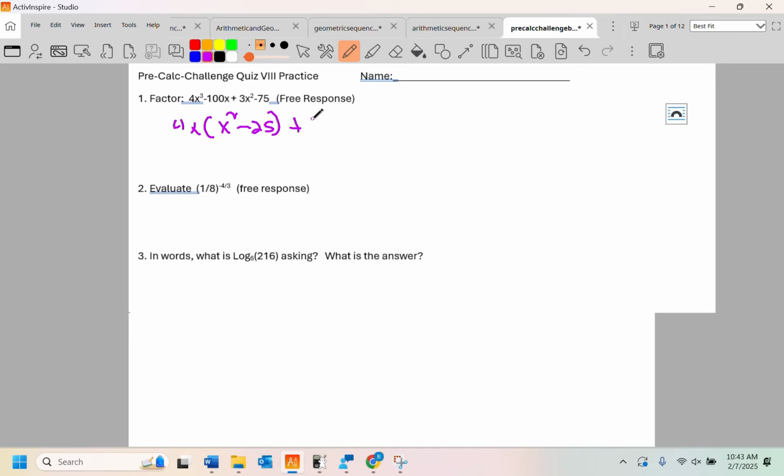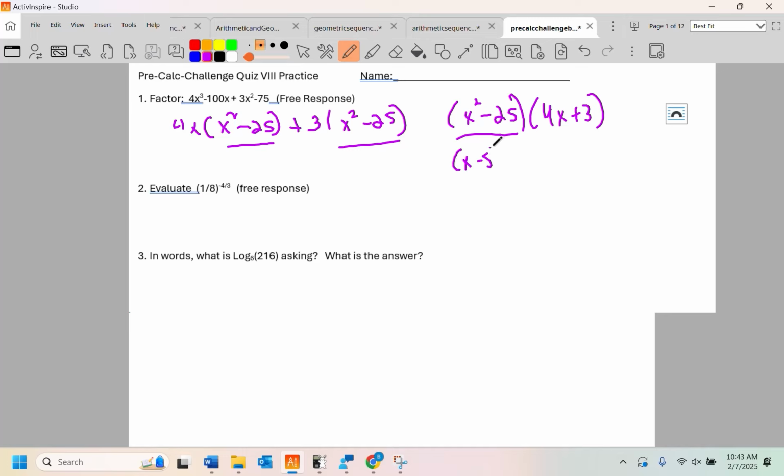The last two terms both contain a 3. And if you pull a 3, you'll have x squared minus 25. The common factor to these two pieces is x squared minus 25. And the stuff left over is 4x plus 3. This is an Algebra 1 standard, factoring x squared minus 25. That's x minus 5 times x plus 5. Complete factorization.